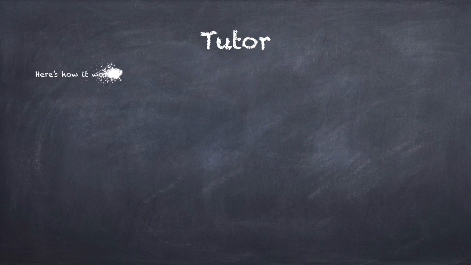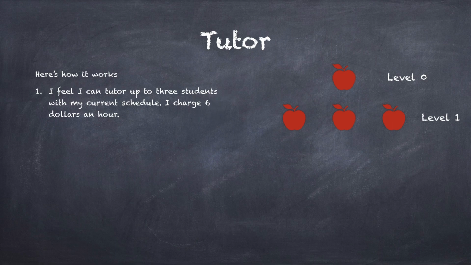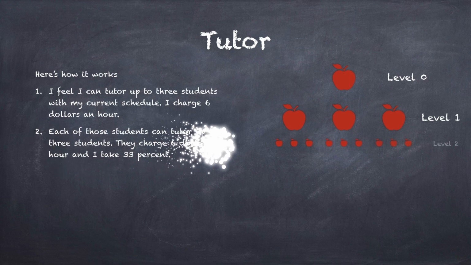Here's how it works. See, that's me right there at level 0. Well, I feel I can tutor up to 3 students with my current schedule, and I charge $6 an hour. Student 1, 2, and 3. Well, each of those students can tutor up to 3 students. They charge $6 an hour, and I'll take 33%. Now you may be going, that's not fair, but remember, they're using the knowledge they got from me. So, that seems fair to me.